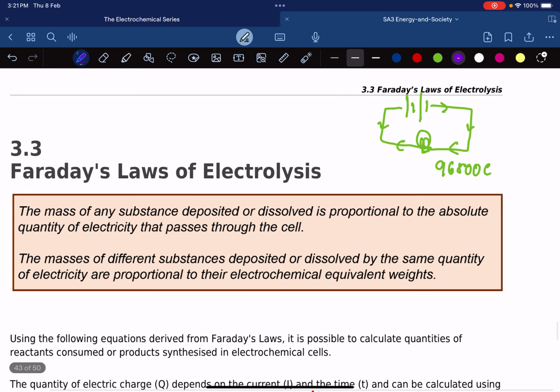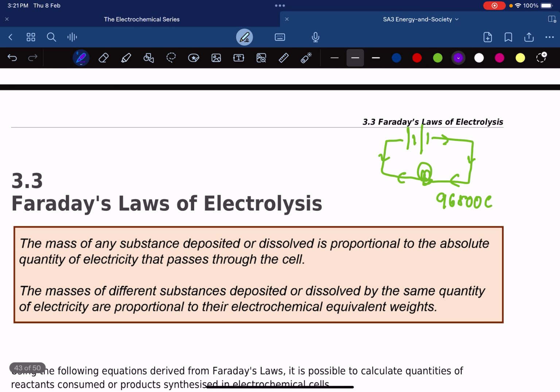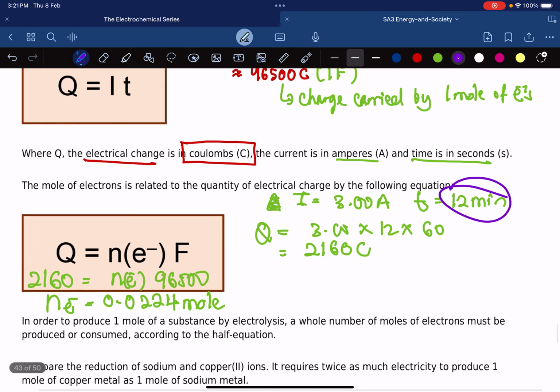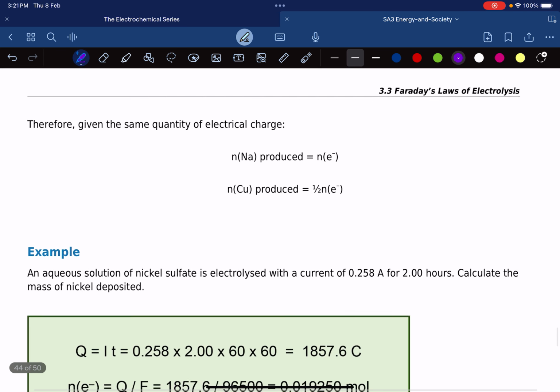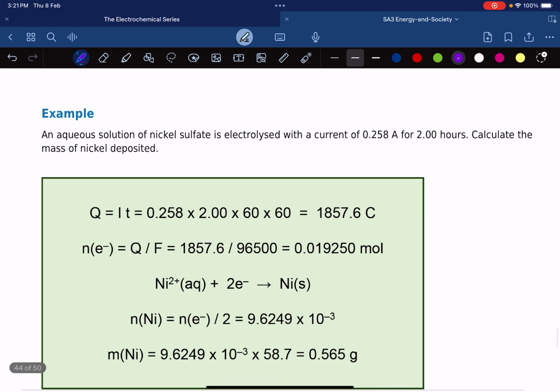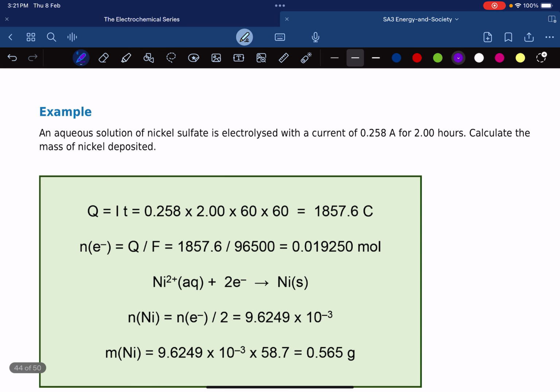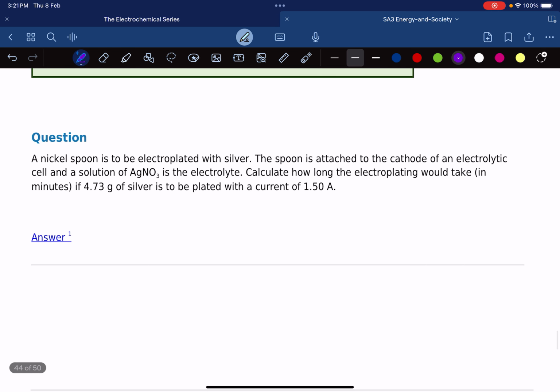So we can also say that in that experiment just now, 0.0224 moles of electrons was going through the circuit. That's basically what it means. So this will allow us to do simple calculations to find out about quantitative electrolysis.